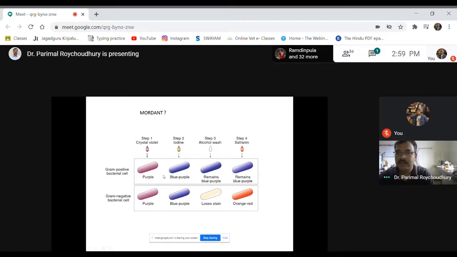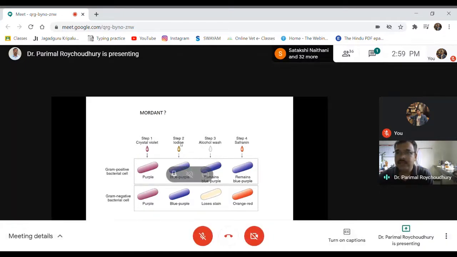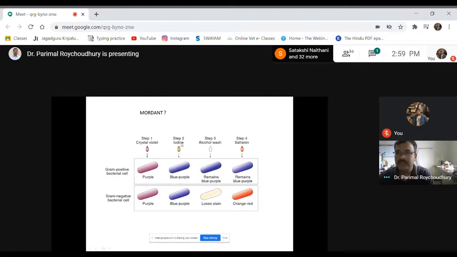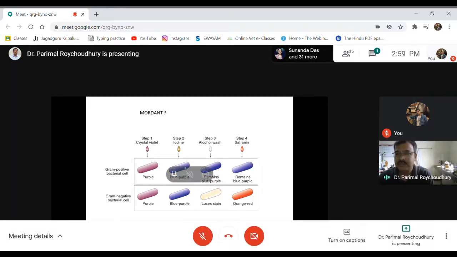In the actual staining technique, what we do is flood the smear with crystal violet and wait for 1 to 2 minutes. After 1 to 2 minutes of staining, we discard the stain material and then wash it in tap water briefly. After that, we apply this gram's iodine solution. We apply it for hardly 30 seconds. 30 seconds is sufficient to precipitate the stain compound inside the bacterial cell wall.